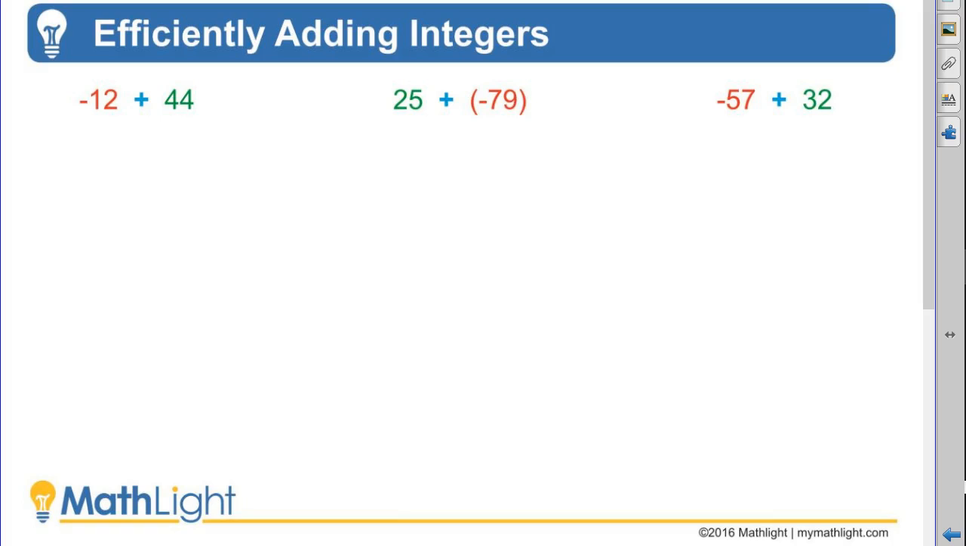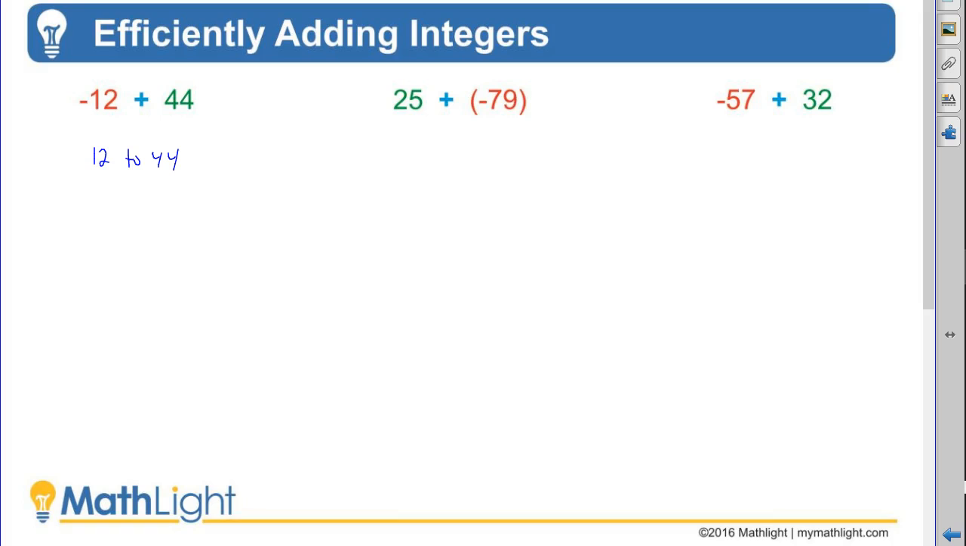And remember, always whichever you have the most of, that's what your sum will be. So in the first example, I have more positives than negatives. I know my solution has to be positive. And remember, the 12 negatives wipe out 12 of the positives, right? So I'm going to count from 12 to 44.